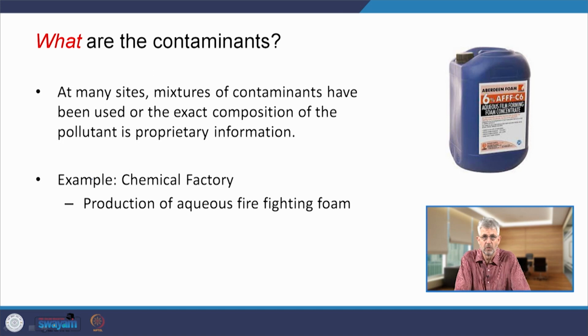However, there are many sites where mixtures of contaminants have been used, or the exact composition of these contaminants is hidden behind proprietary information, because these compounds are protected trademarks. Their exact composition may not be known. For example, in a chemical factory, numerous products are being produced, for example, aqueous firefighting foams, like shown in the picture here. These are complex mixtures of contaminants, and therefore it may be difficult at some sites to exactly pinpoint what contaminants we're dealing with.